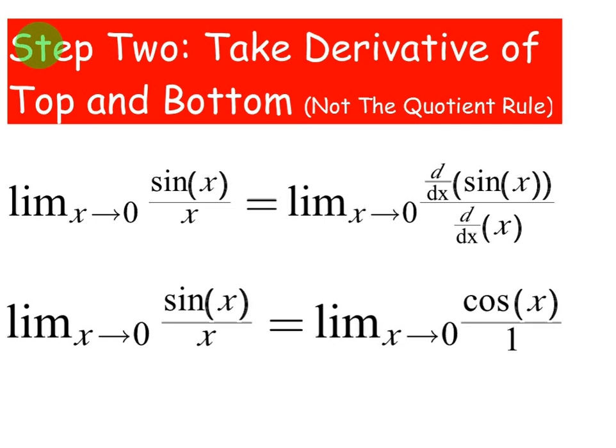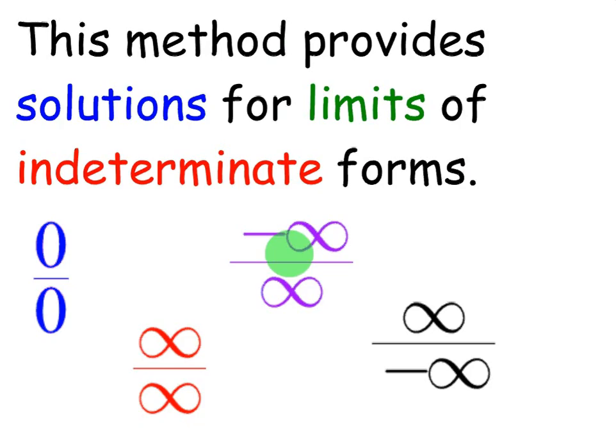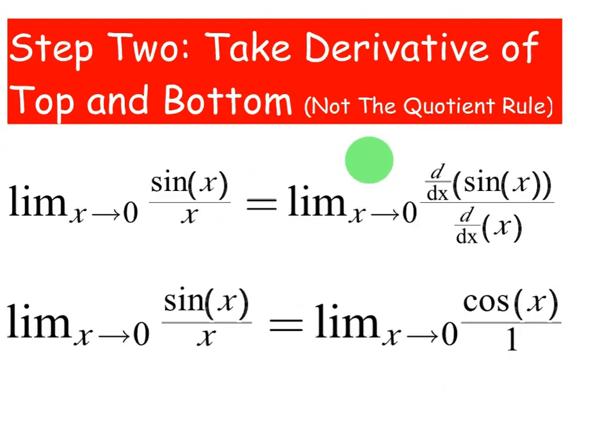L'Hopital's rule says if you do get an indeterminate form, meaning one of these forms we looked at before, then you just take the derivative of both the top and bottom. So let's take the derivative of the top and take the derivative of the bottom, and it's not the quotient rule. Okay, it's not f prime g minus f g prime over g squared. It's just the derivative of the top, derivative of the bottom. So the derivative of sine is cosine, and the derivative of x is 1.